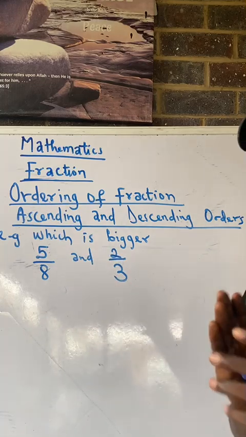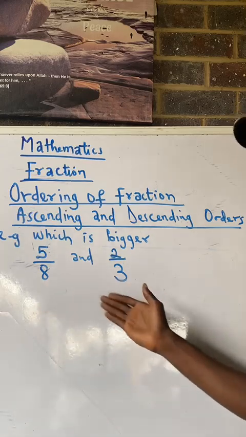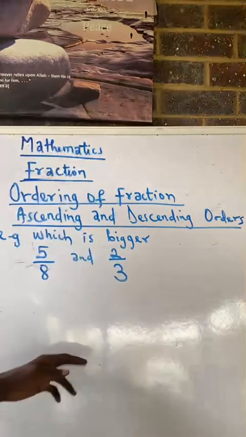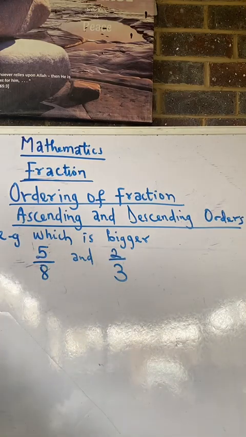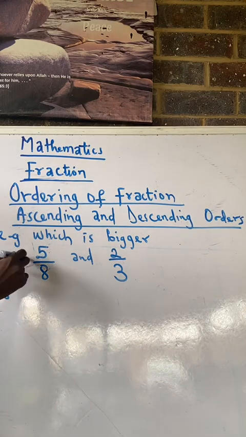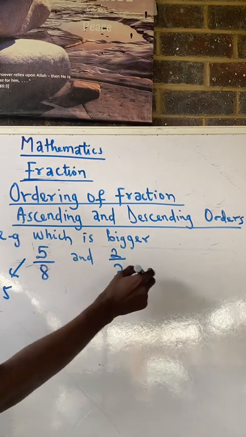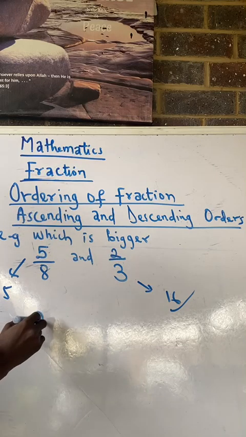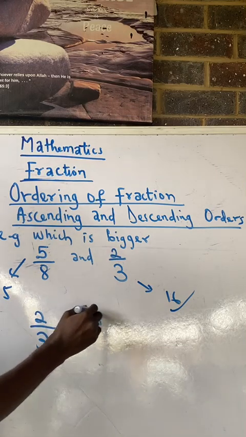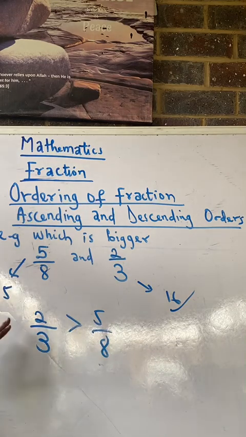By using a shortcut, I can just explain it. Since they are just two, we can use the denominator of this to multiply this, and the denominator of this to multiply this, and see what will happen. 3 times 5 will give me 15. That's for this. And 8 times 2 will give me 16. Now, between 15 and 16, which one is bigger? 16 is bigger than 15. Definitely 2 over 3 is greater than 5 over 8. This is a shortcut to that.